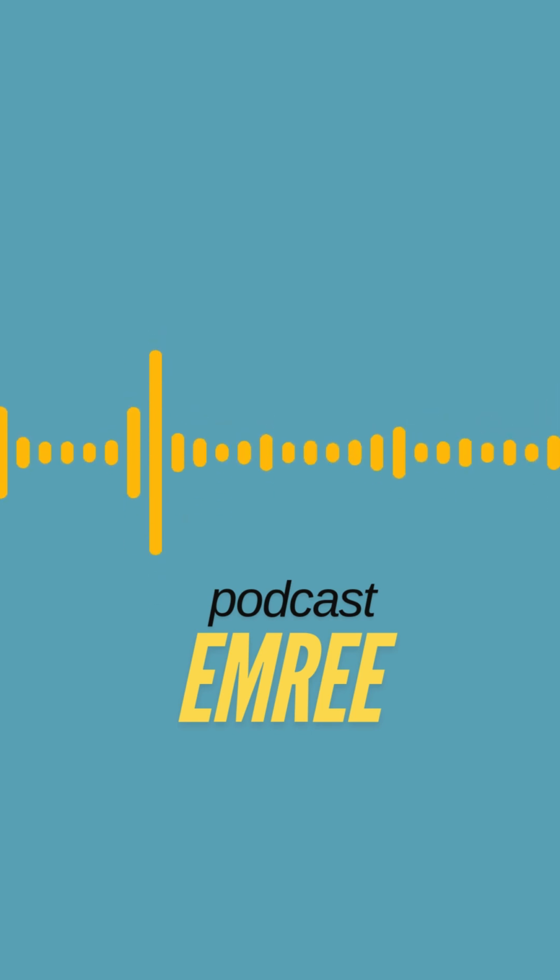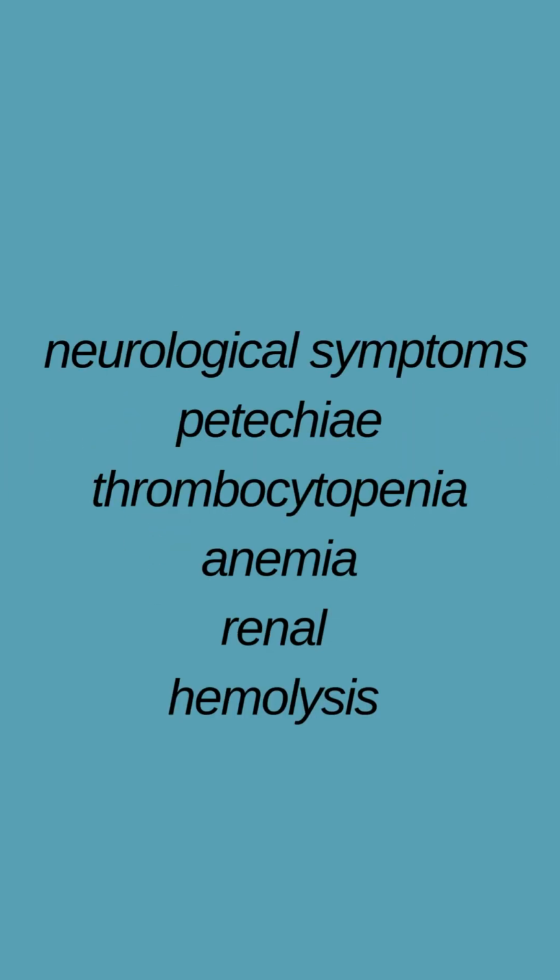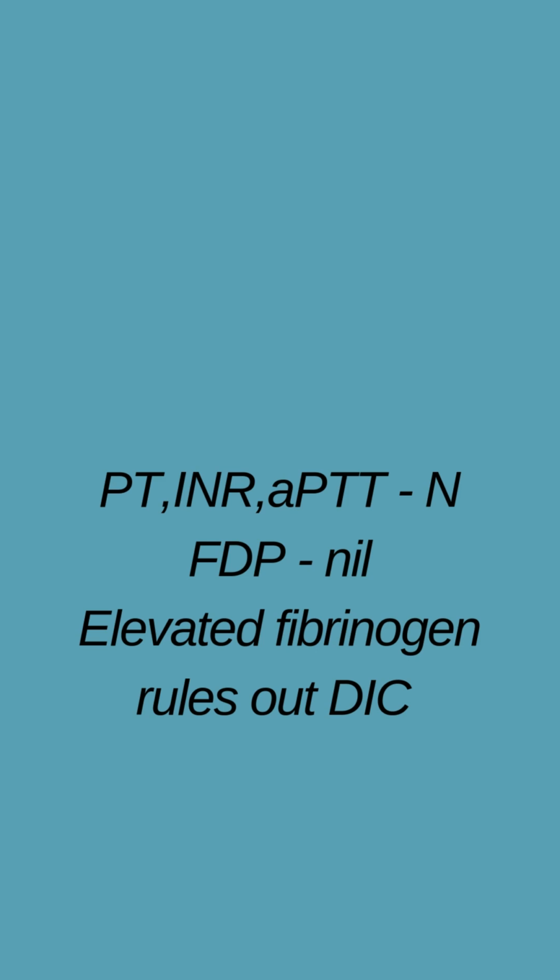So first you have to be clear of the diagnosis. This patient is coming with neurological symptoms: fatigue, blurred vision, trouble speaking, change in her mental status, left upper extremity weakness, and then there is petechiae. In the lab there is thrombocytopenia and anemia, but the PT, INR, and aPTT are normal, and there are no fibrin split products or fibrin degradation products like D-dimer. It's all negative. Fibrinogen is also elevated, which means it's normal. It's not low.